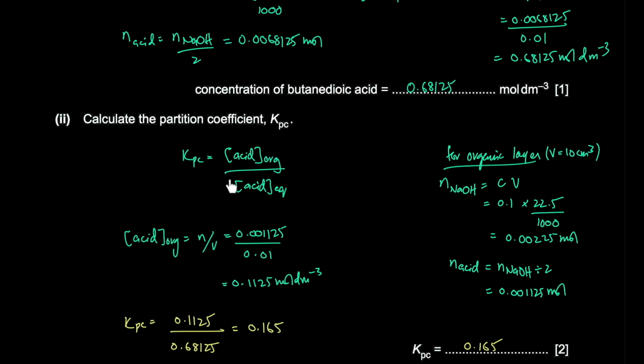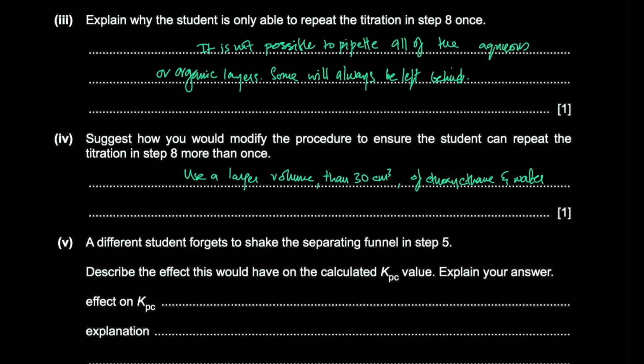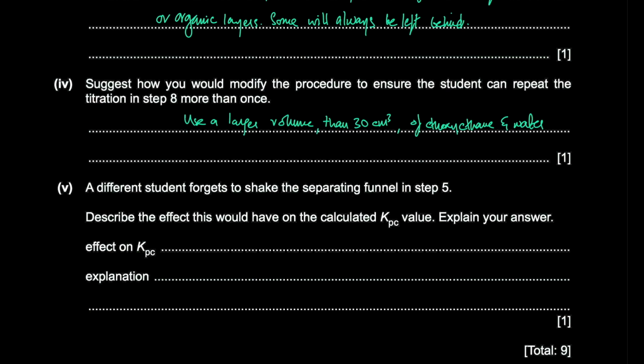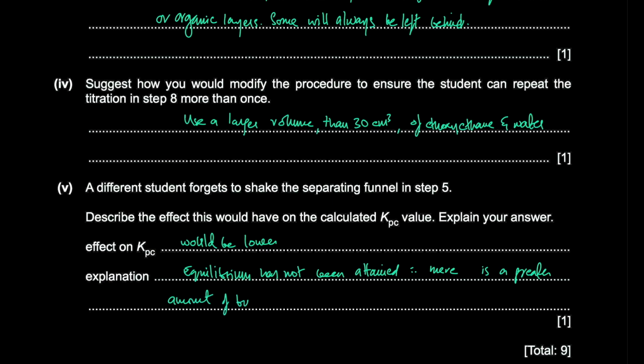Because the concentration in water will be greater and the concentration in the organic layer will be lower. And we know that for the partition coefficient, the organic layer is in the numerator, water is in the denominator. So we would say the effect on KPC is that the KPC would be lower. And the reason why is because equilibrium has not been attained. Therefore, there is a greater amount of the butanedioic acid in the aqueous layer.